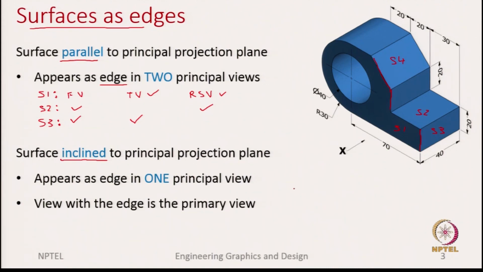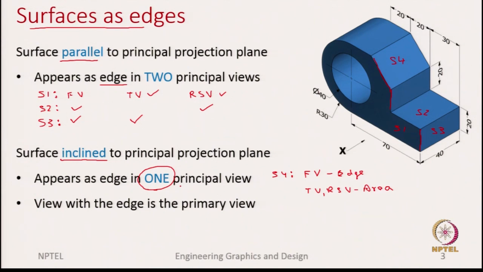So, if you look at S4, let us see what you see in the three views. For S4, in the front view what do we see? Front view we only see as an edge. In the top view you see an area, as well as in the right side view you see an area. Okay. So, the important point is this inclined surface appears as an edge in one of the primary views. Okay.